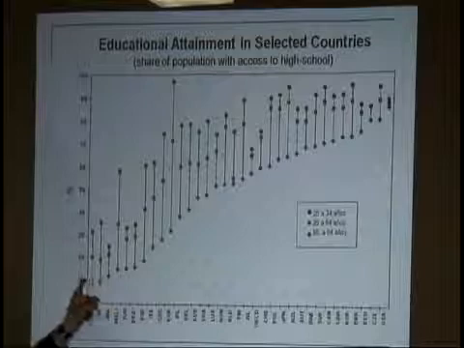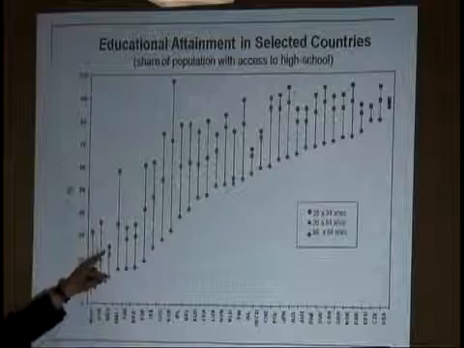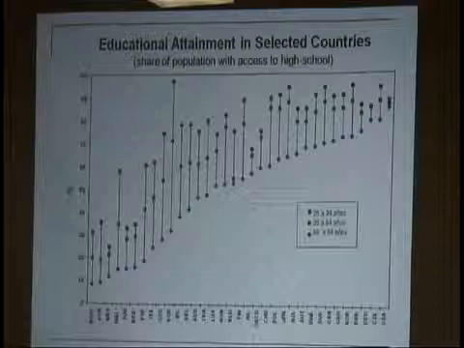12% of the older segment of the population had access to high school back then, and now, even with the youngest generation, those between 25 and 34 years of age, only one-fourth of them have access to high school. And this is just getting access. It's not finishing high school. It's just getting at least 1 year of high school studies.